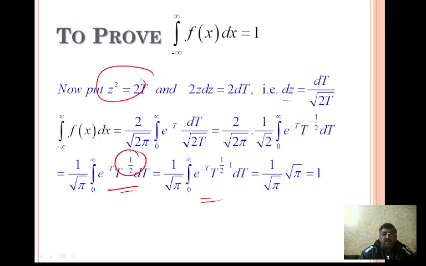So here you can see that this is minus 1 by 2. So can we write minus 1 by 2 as 1 by 2 minus 1? That was the only thing we have done. That means minus 1 by 2 is nothing but a half minus 1, right? That we have done here.